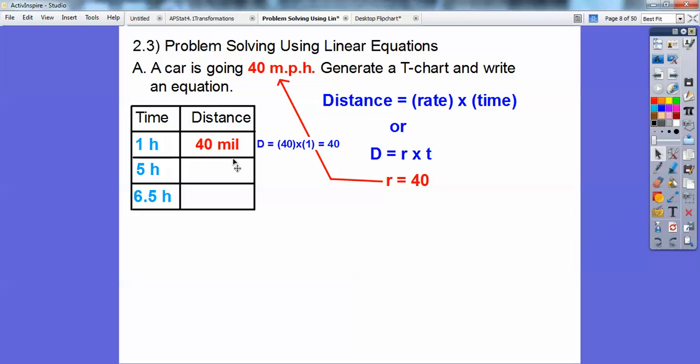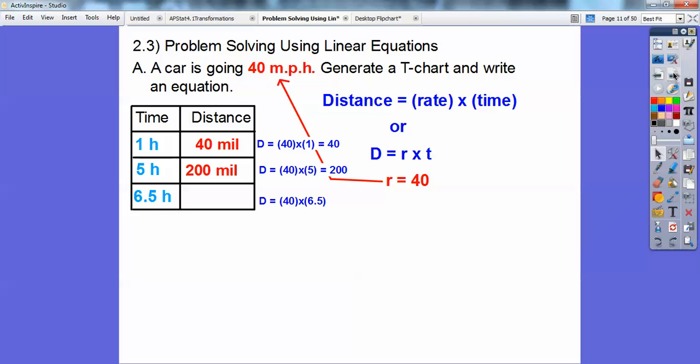So after 5 hours, you just plug in 40 times 5. Distance equals rate times time, 40 times 5. And 4 times 5 is 20, so just add a 0 because it's 40 times 5. So 4 times 5 is 20, and if we add a 0, it becomes 200. Okay, so after 5 hours, it's 200.